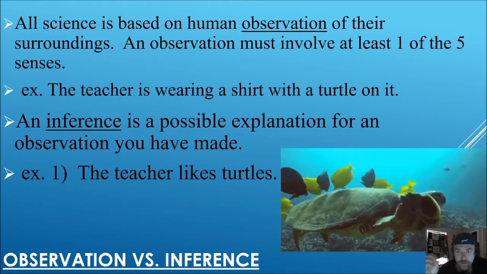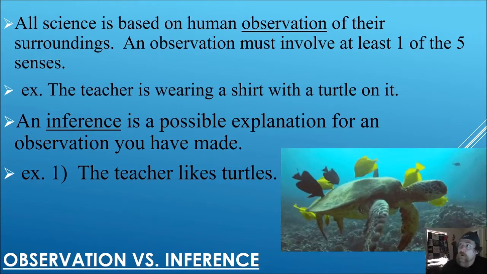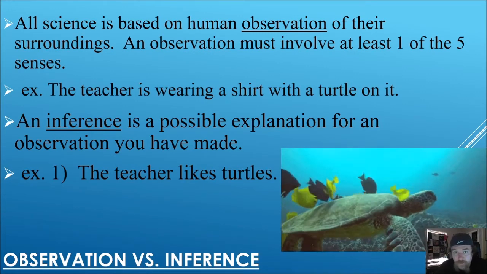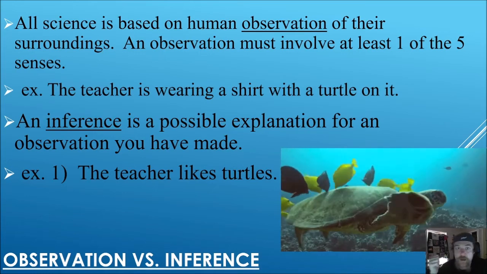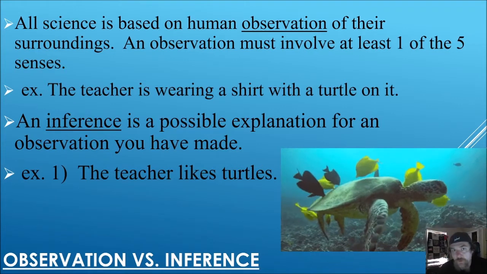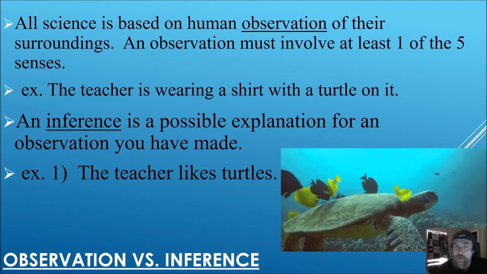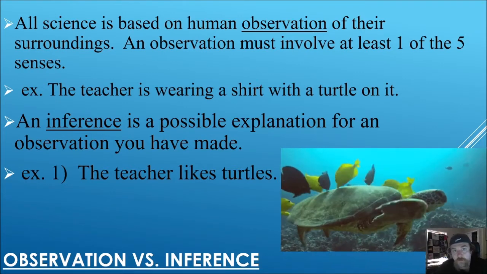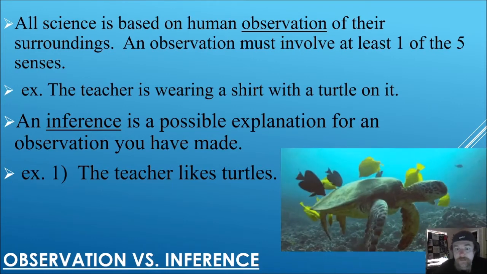Two words that oftentimes are confused with one another are observation and inference. Every piece of science that we can do is based on human observation, whether that's with our eyes, our ears, our nose, our mouth, or touch, our five senses. If we use a tool like a microscope, it is basically to help us enhance one of those five senses. You can make an observation like, hey, the teacher is wearing a shirt with a turtle on it. You use your eyes to see that.